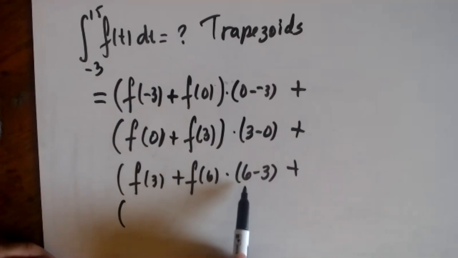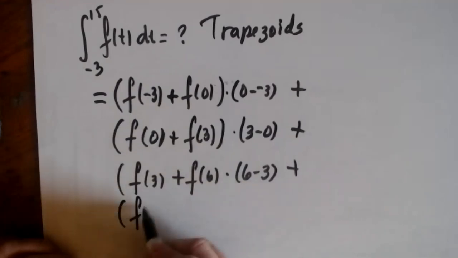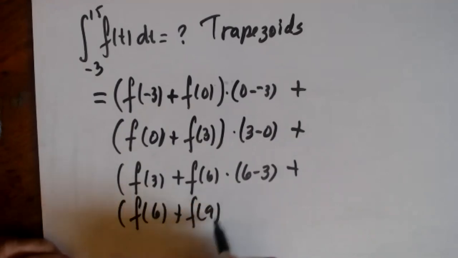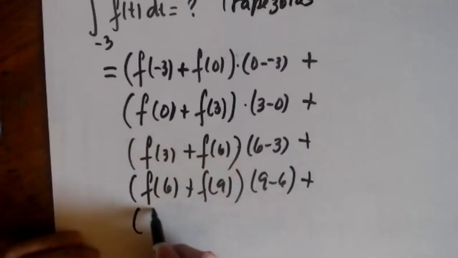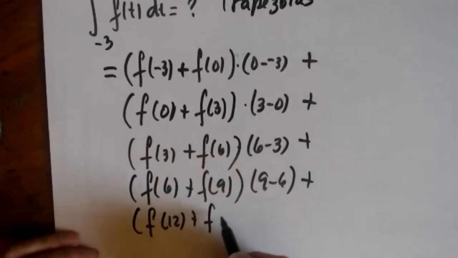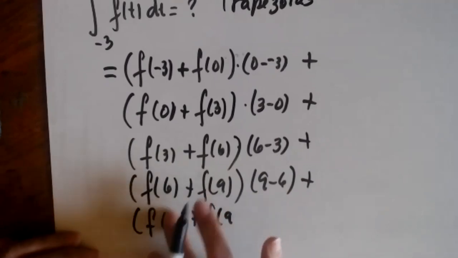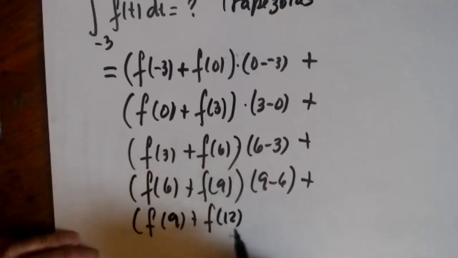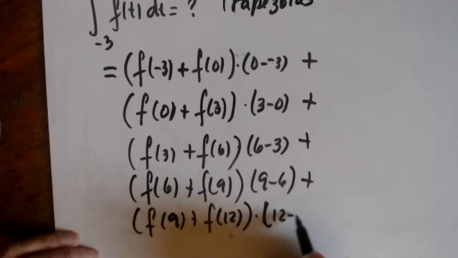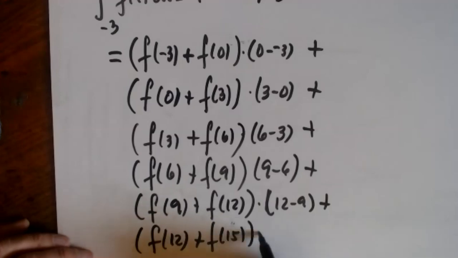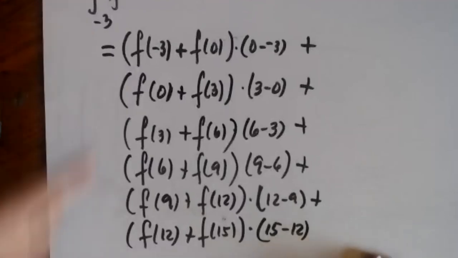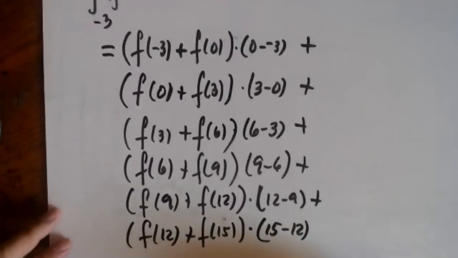So what is the next point? f of 6 plus f of 9, times 9 minus 6. Plus f of 9 plus f of 12, times 12 minus 9. And the last one is going to be f of 12 plus f of 15, times 15 minus 12. Those are the 6 trapezoids we have to consider, correct?